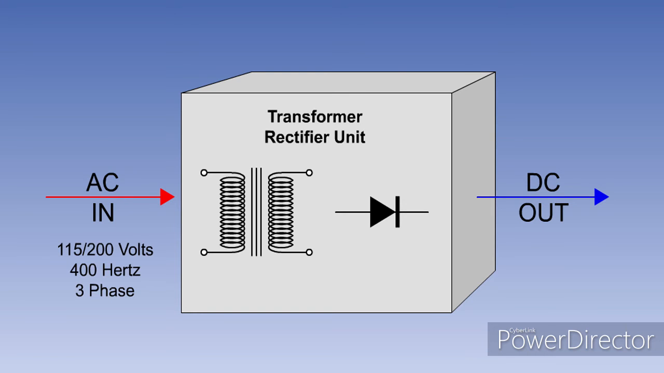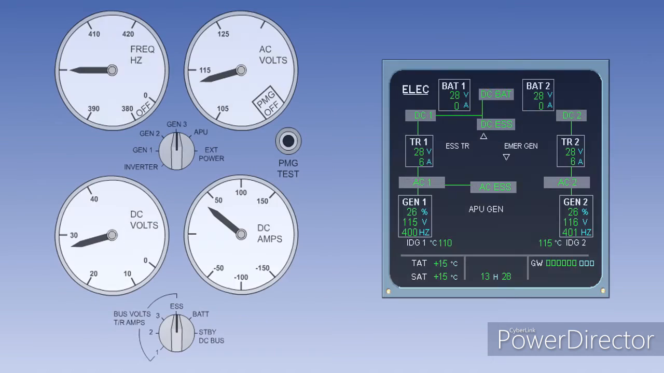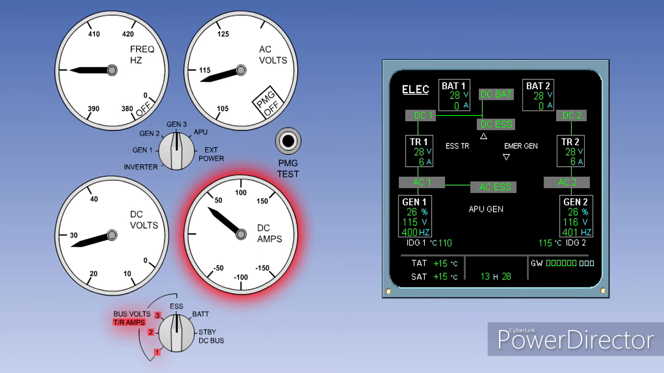The input supply is usually 115/200 volts, 400 Hz, three-phase AC, and the output 28 volts DC. The TRU current output can normally be monitored by the pilot, either on a gauge or an electronic screen.